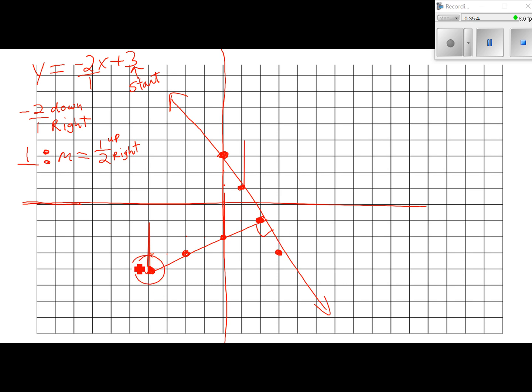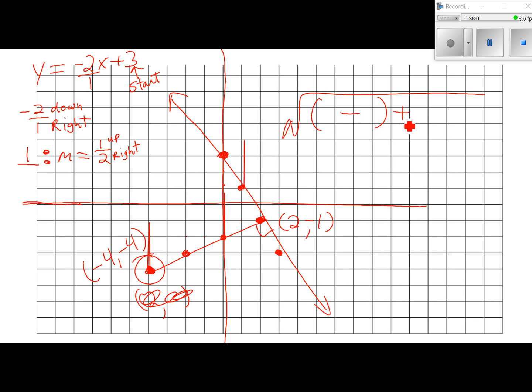We need the coordinates of this point. Somebody tell me the coordinates of that point. This one. -4, -4. And now the coordinates of that point are 2, -1. Now you're going to use the distance formula.